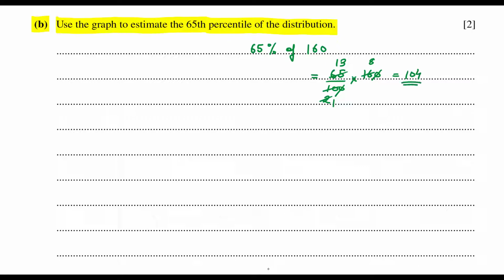So the 65th percentile is 104. From the frequency we'll see 104 as the number of sunflower plants, and we'll find the corresponding height. That would be the 65th percentile of the total distribution.